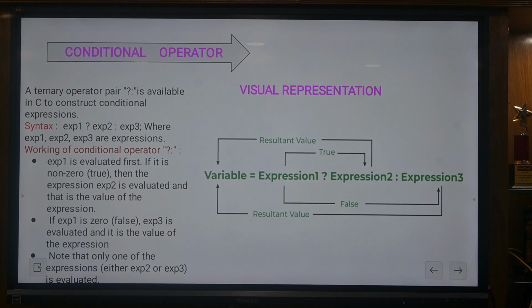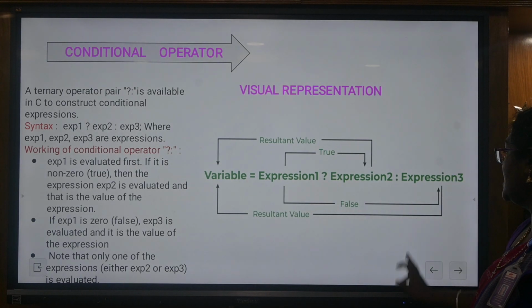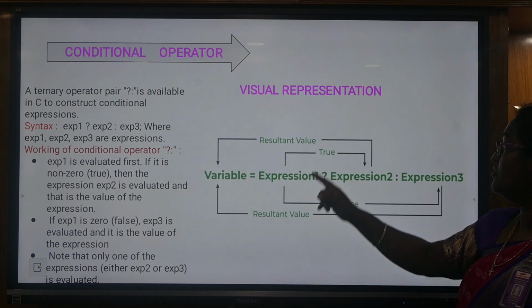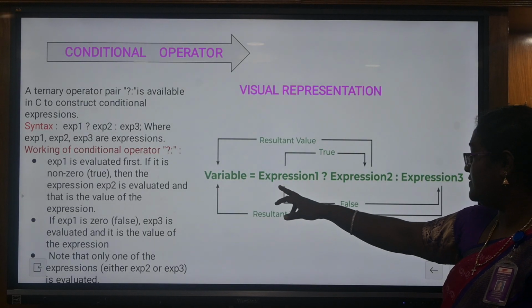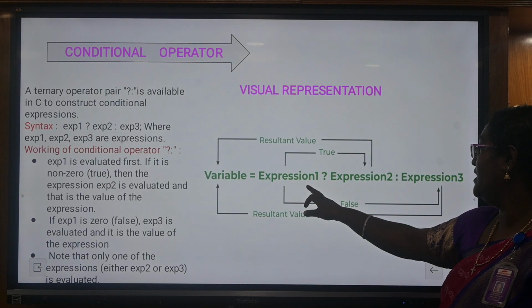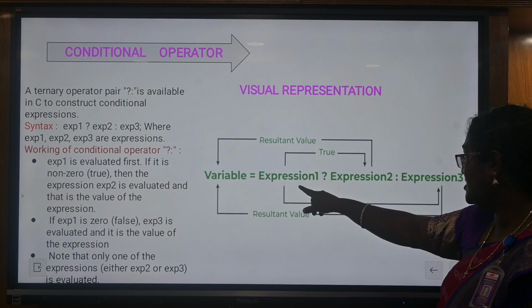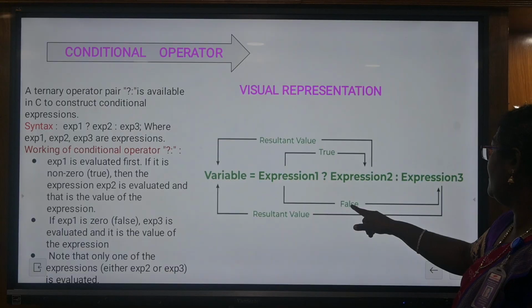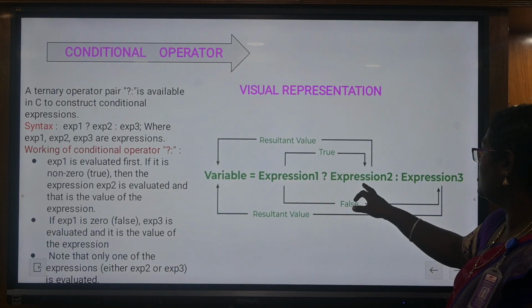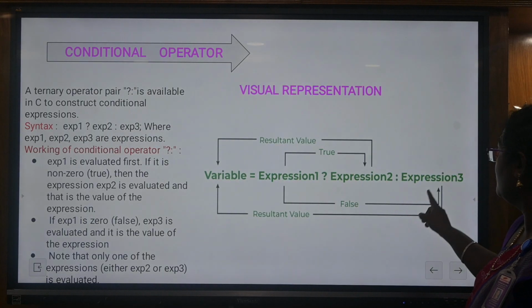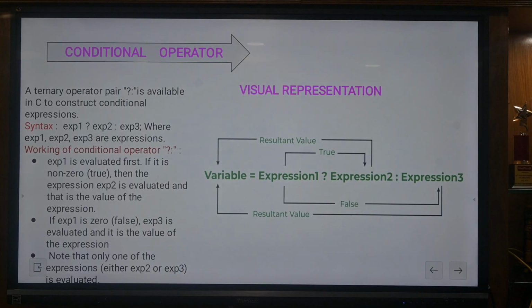Conditional operator is also known as the ternary operator, where you have three expressions: expression 1, expression 2 and expression 3. Because of that it is also called the ternary operator. First, expression 1 will be evaluated. If the condition is true, it will go to expression 2. If it is false, it will move on to expression 3. So we'll see an example based on this.